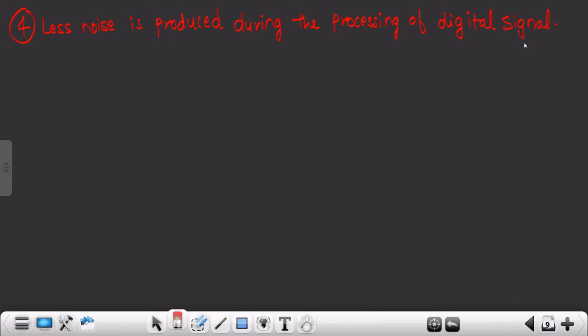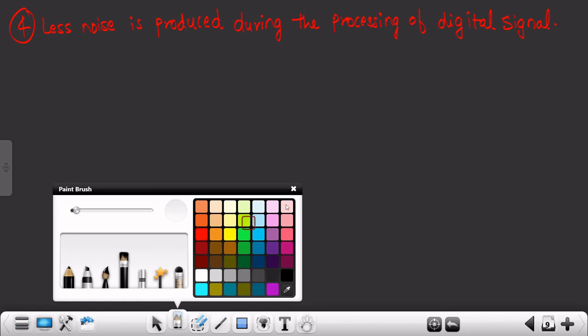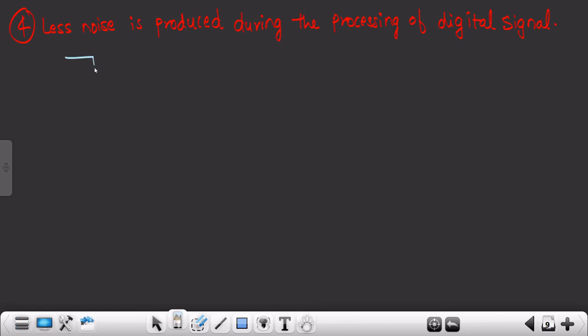Less noise is produced during the processing of digital signal. Why? Because see, the waveform is moving in this way: positive, negative, positive, negative. So obviously it has only one frequency, right? It can be anything. Let's suppose I am talking about x frequency, x hertz.